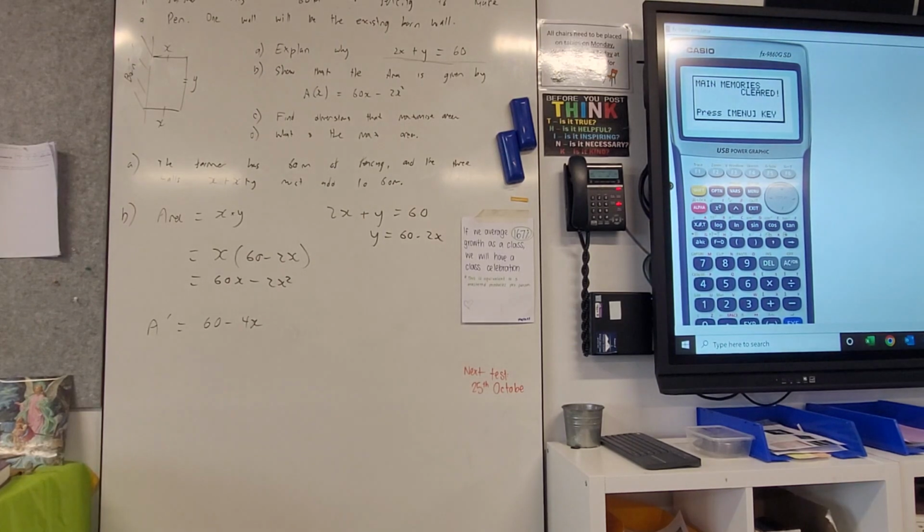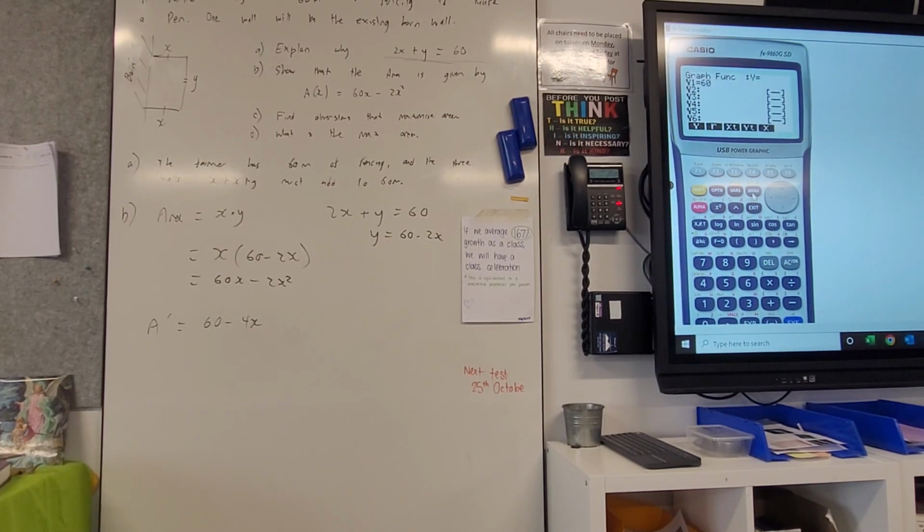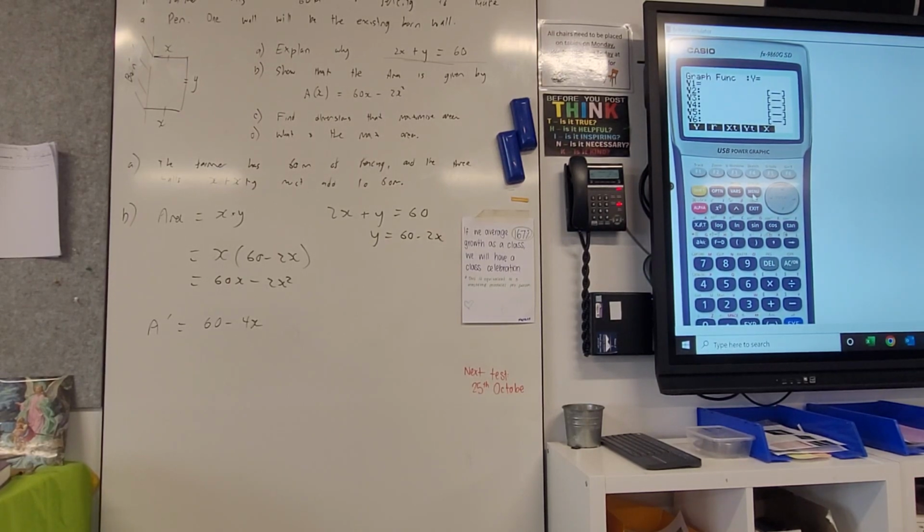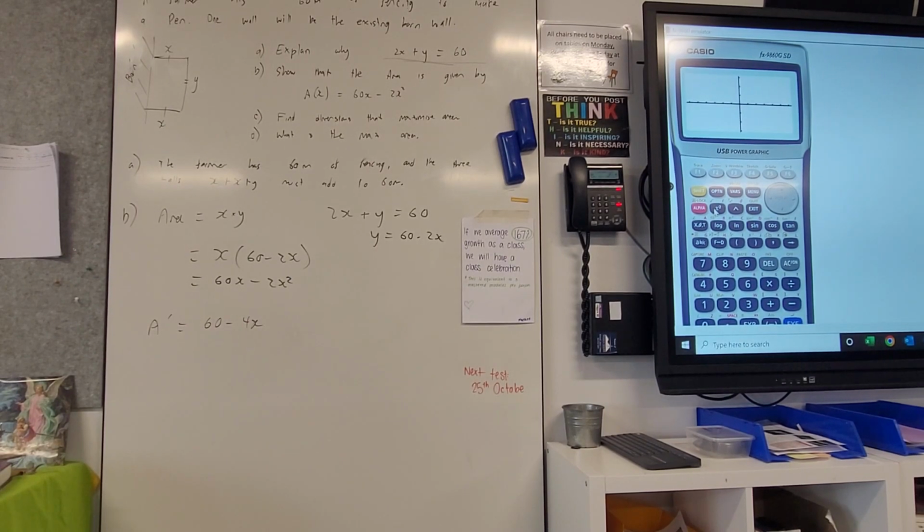So, on my calculator, I've got my graph here, 60 take away 4x. Hang on, let's just graph the area function first. So even in the circumstance where we can't find the derivative, the area function is 60x take 2x squared. All right, can't see it, which means we need to zoom out. All right, so V window, and when you can't see it, I just zoom right out.